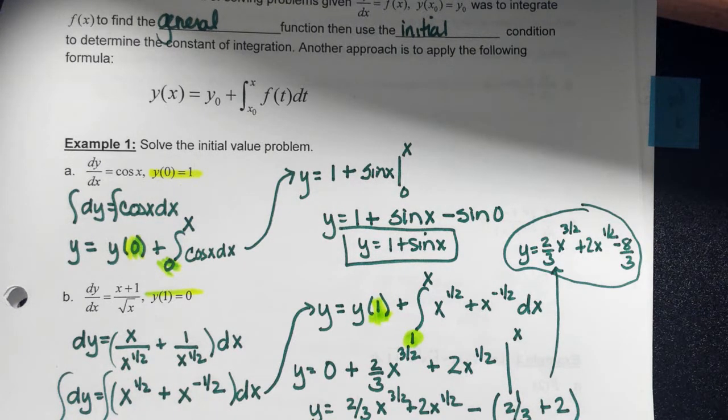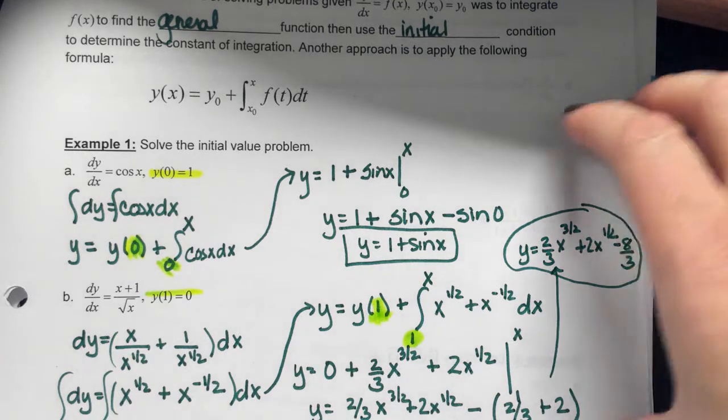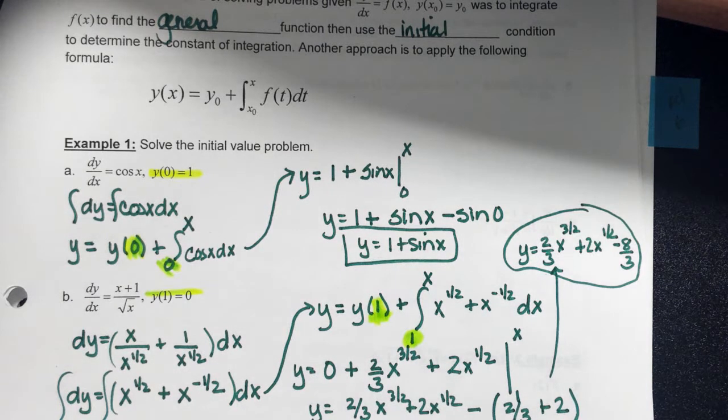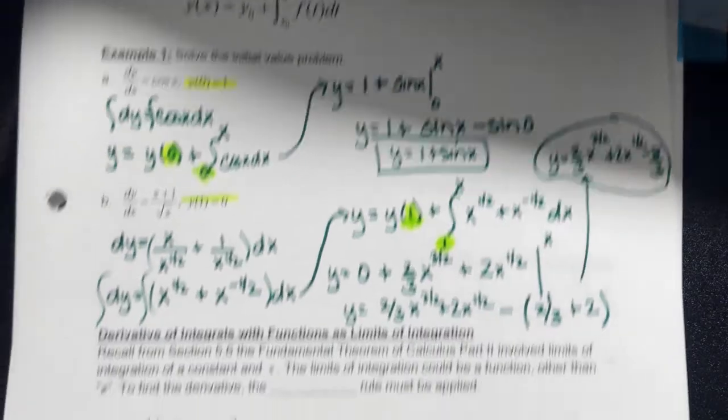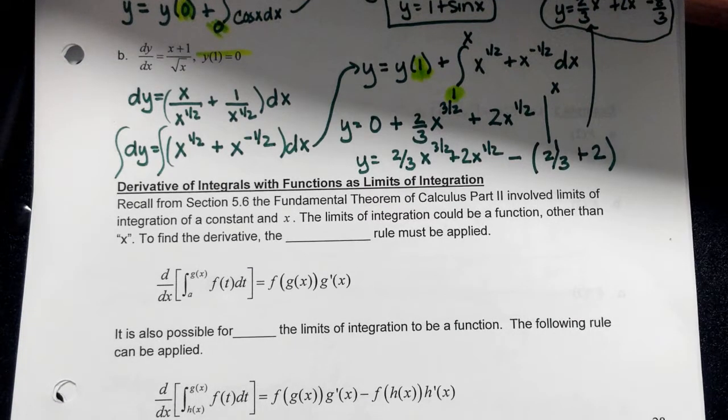So any questions, guys, on how we handle the initial value problems? And again, this is with definite integrals versus what we did earlier in the chapter where we had the plus c, where you were dealing with the indefinite integrals. Okay, last part of this is going back over the fundamental theorem of calculus part 2.